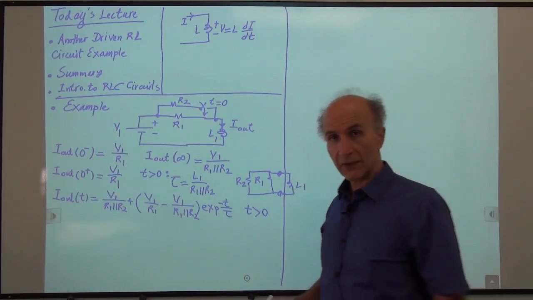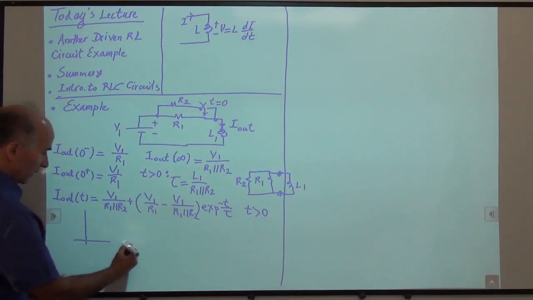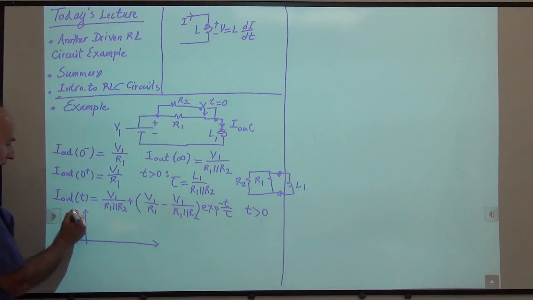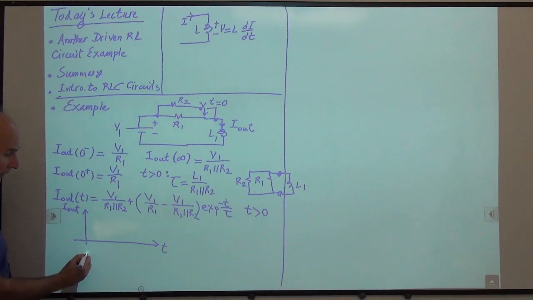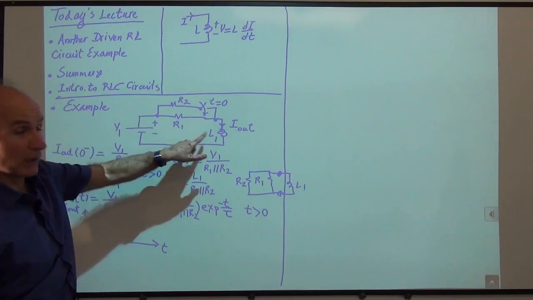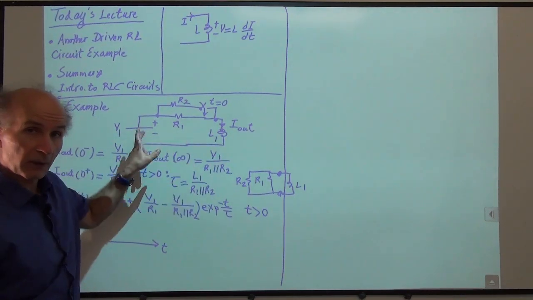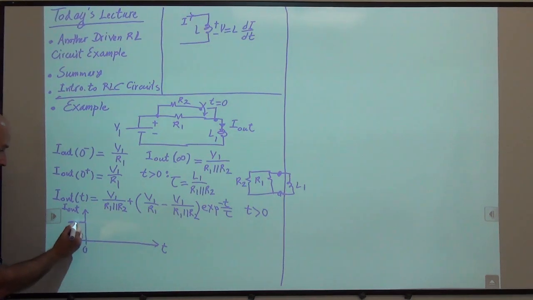So we can quickly sketch the current just to get a feel for what's going on. So I out as a function of time. So before time zero, we had only V1, R1, and L1. So this current was given by V1 over R1. So before time zero, the current was here. It was V1 over R1.